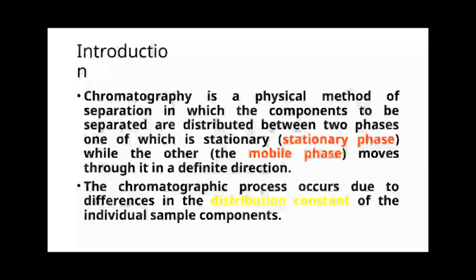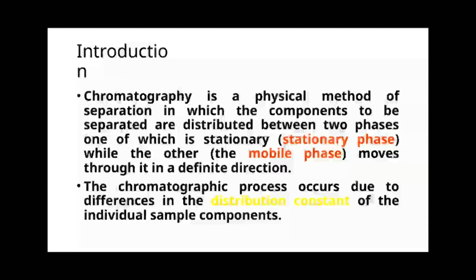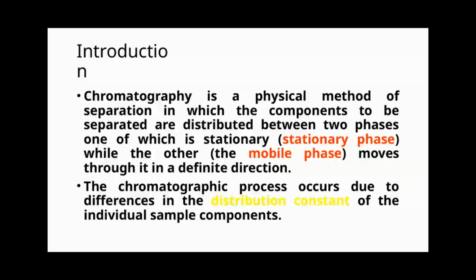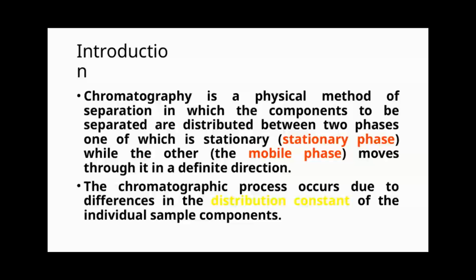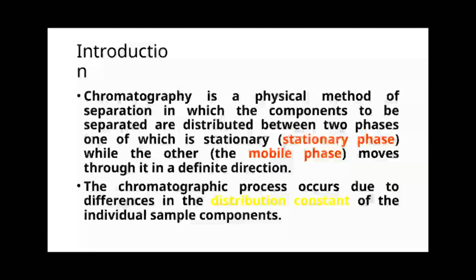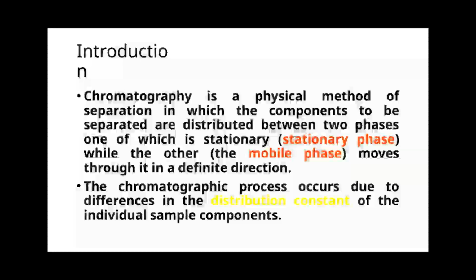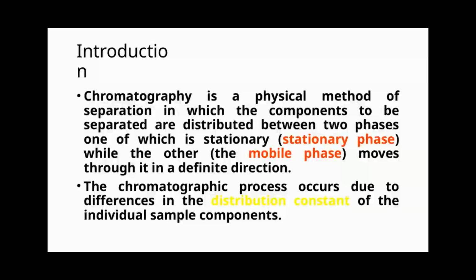Chromatography is a physical method of separation, which means it relies on physical properties rather than chemical reactions. In this process, the components we want to separate are distributed between two phases. One of these phases is stationary, meaning it stays fixed in place, and we call this the stationary phase. The other phase is mobile, meaning it moves through or along the stationary phase, and this is called the mobile phase. The key idea here is that the mobile phase travels through the stationary phase in a specific direction, carrying along the different components to be separated.